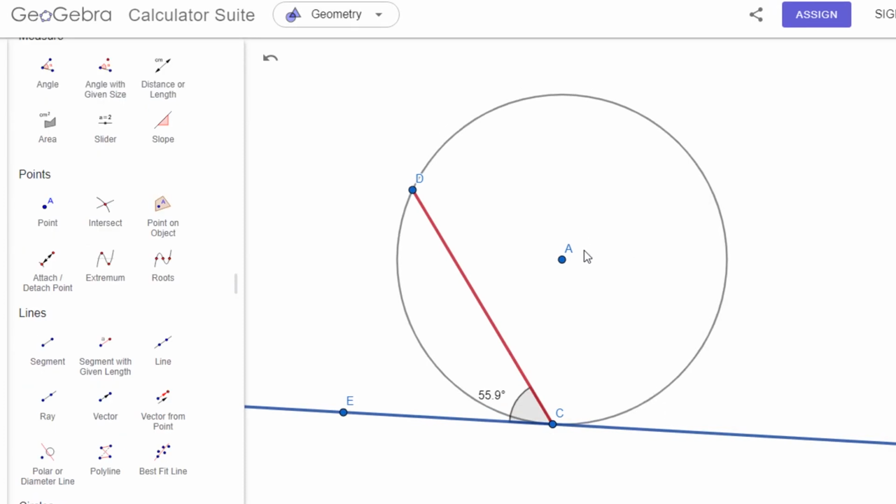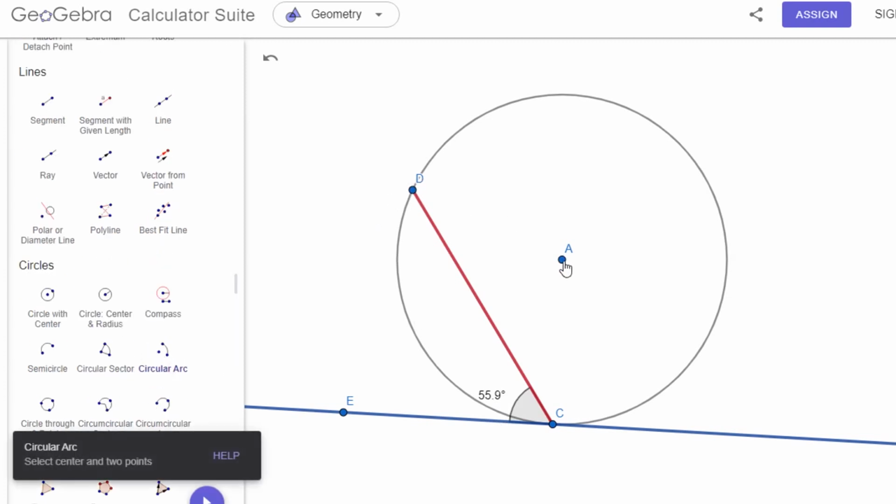So this is what the theorem meant. It meant that whenever we have a chord, this is the chord I've represented in a red line, and a tangent, this blue line here, it forms an angle. As you can see, this angle is equal to 55.9 degrees. It's stated that it's equal to the angle formed in the alternate segment. So let me create that alternate segment for you.